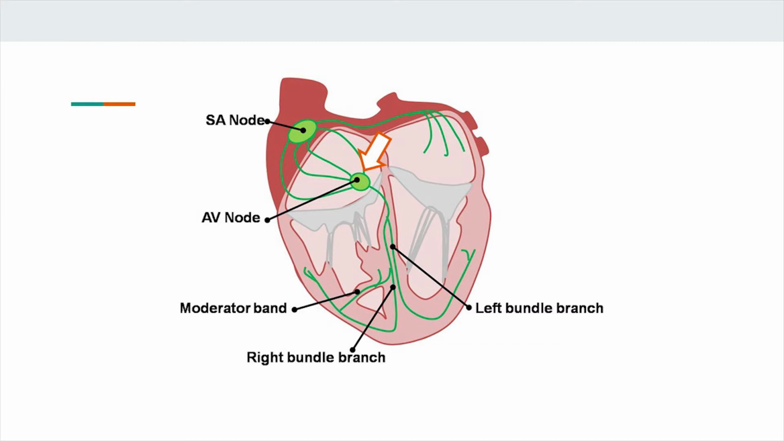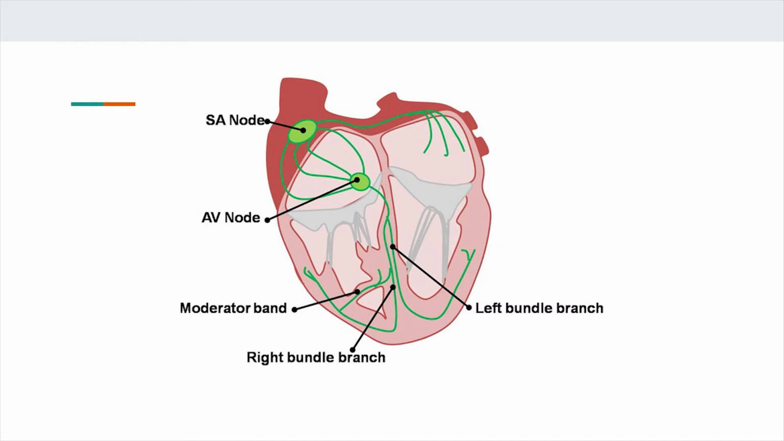At the AV node, the signals are paused very briefly to allow time for the ventricles to fill up with blood from the atria, then move down what's called the bundle of His. The bundle of His splits off to the right and the left bundle branches, then travels down the Purkinje fibers, which ultimately causes the ventricles to contract, again in a fast and synchronized manner.